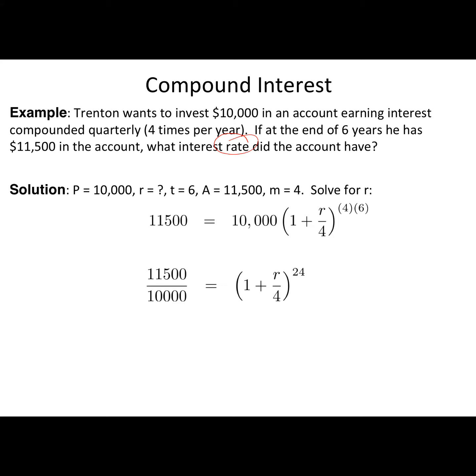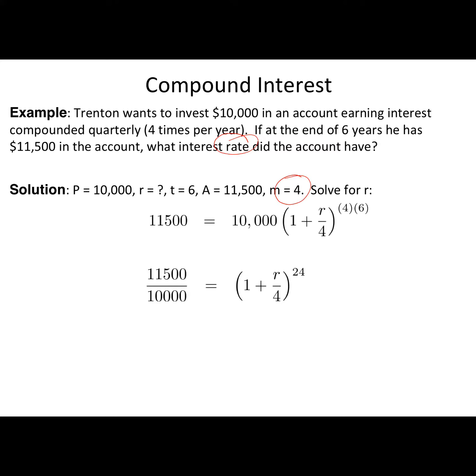We're going to show you a bit more than that. All right, so principal is $10,000. Trenton invested $10,000. We don't know the rate. The time is 6, at the end of 6 years, our amount is $11,500, and M is 4. Again, it compounds quarterly. Okay, so M is 4.